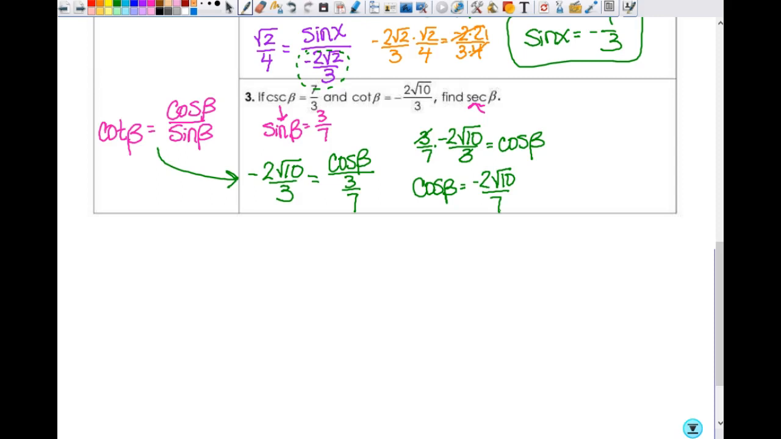Am I done? No, because they didn't ask me for cosine. They asked me for secant, which is the reciprocal. So the secant of beta is equal to 7 over negative 2 square root of 10. Not done, because I can't have the square root in the denominator, right? So I multiply by the square root of 10 over the square root of 10, and I get 7 square root of 10 over 20, and it is negative.